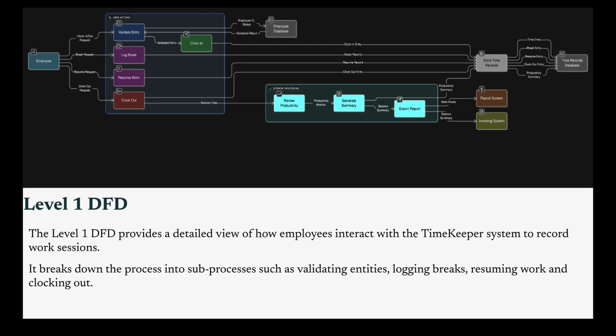The level 1 DFD gives a more detailed breakdown of how an employee tracks their work session. It includes validating entries, starting work sessions, logging breaks, resuming work, and clocking out. The system stores all time records, generates summaries, and exports reports to payroll. Together, the context level, level 0 and level 1 diagrams show a complete picture from a top down overview down to a more detailed process flow.